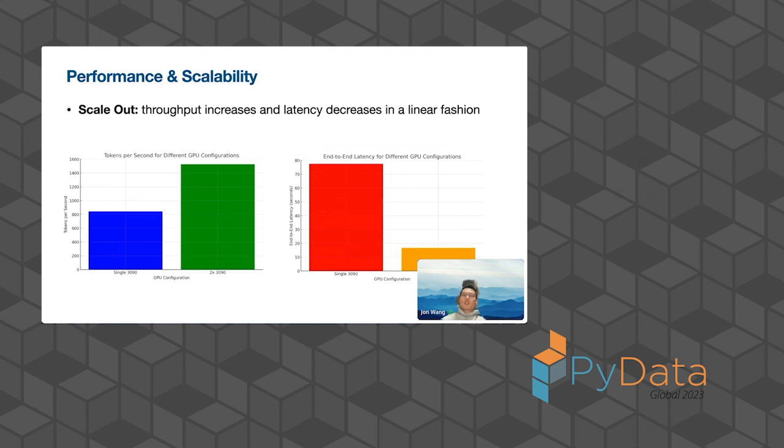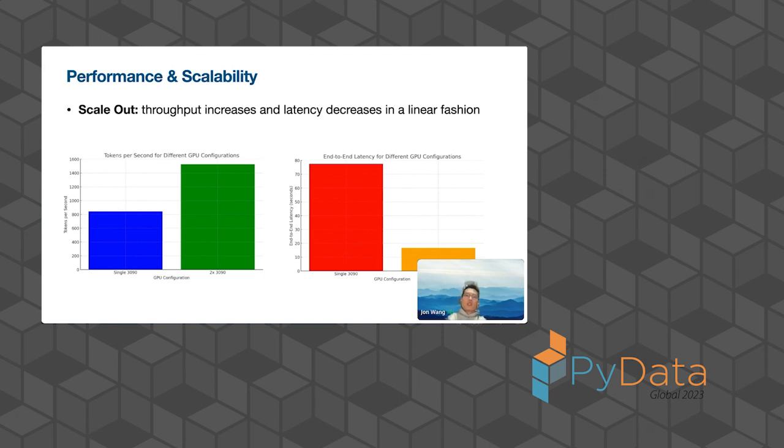And for the last part, I'd like to talk about the scalability of Xinference. As the demand increases, Xinference can scale out accordingly, ensuring that throughput increases and latency decreases in a linear fashion, maintaining performance and speed. So to illustrate this, let's look at some experimental data. We conducted tests using NVIDIA RTX 3090 graphics cards. The results were quite remarkable.